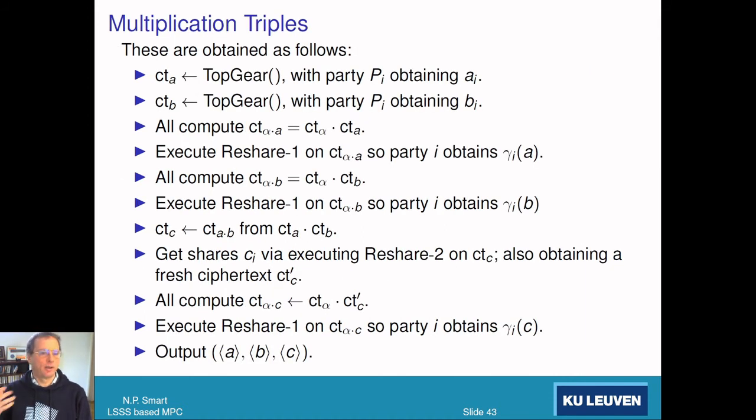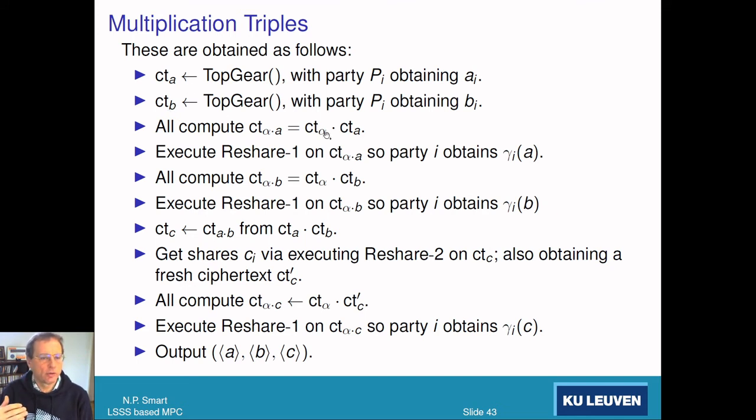And then from this, it's quite easy to produce multiplication triples because we just need to do multiplication. So how does this work? Well, we get an encryption of A from TopGear, a random A, which we know is good enough for our encryption algorithm because TopGear includes the zero knowledge proof. Get an encryption of B.